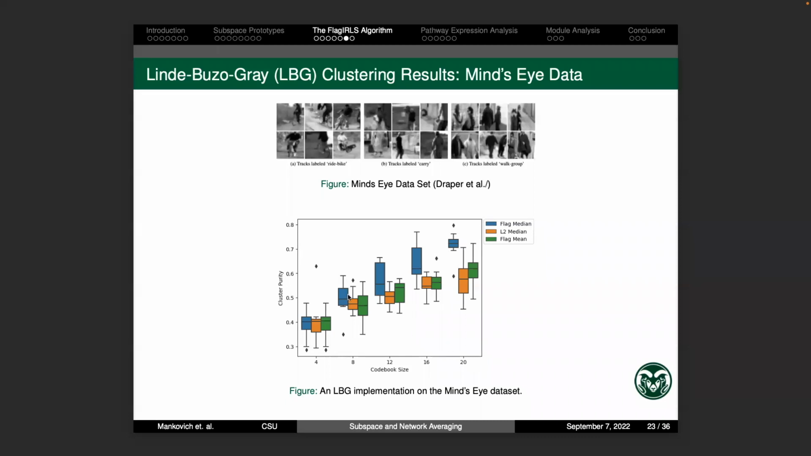And in addition, for each of these clusterings, we see that the flag median has a higher cluster purity than these other two subspace prototypes. And this flag median was calculated using flag IRLS. This is kind of cool, right? If we compare my methods to previous methods, we see slightly improved cluster purities on the data set. So these aren't just some wild harebrained idea for calculating central prototypes. These are actually pretty darn useful, or at least outperform other known methods.